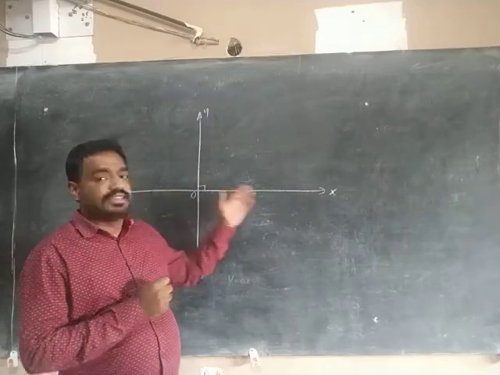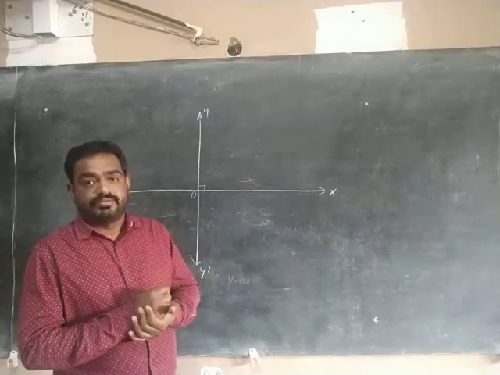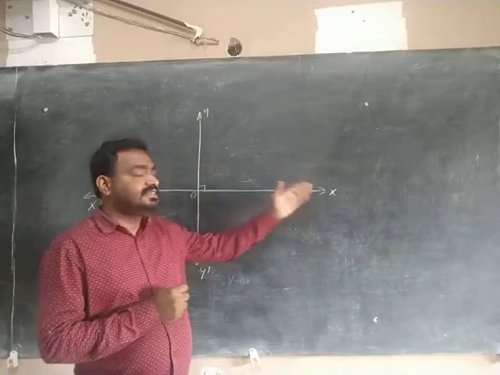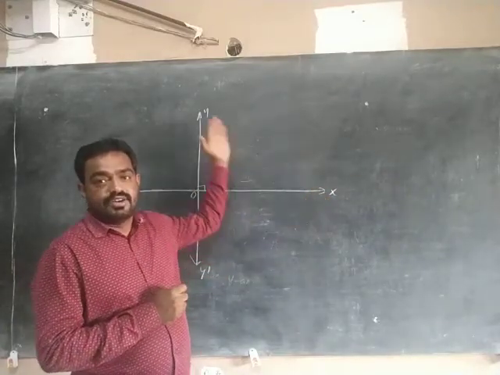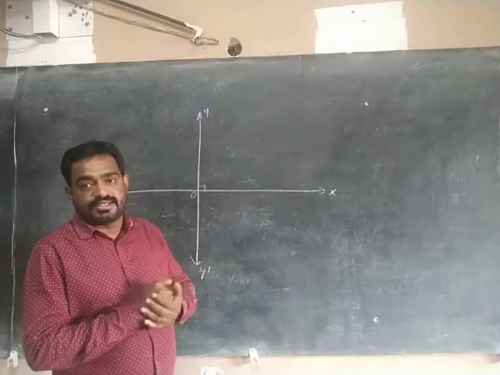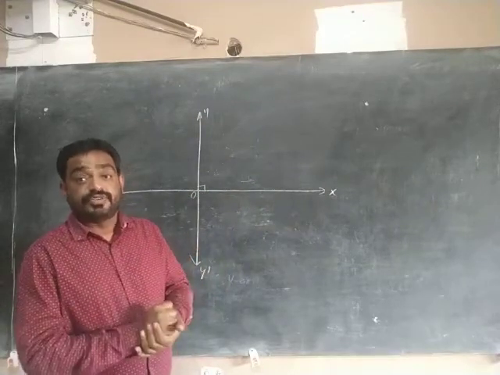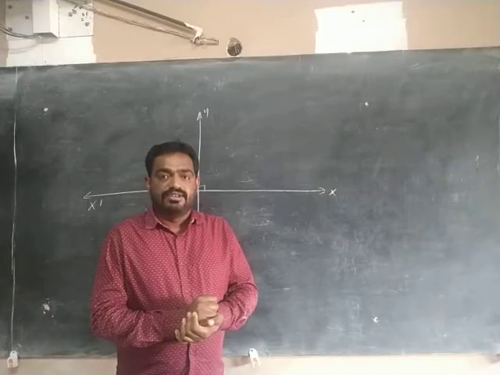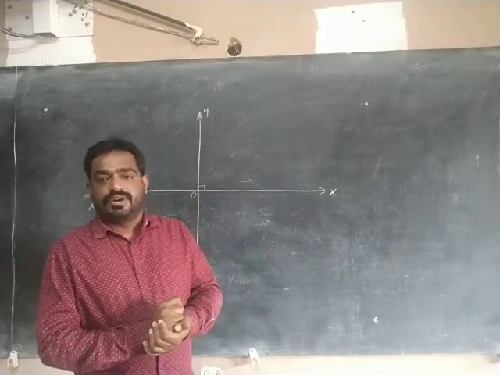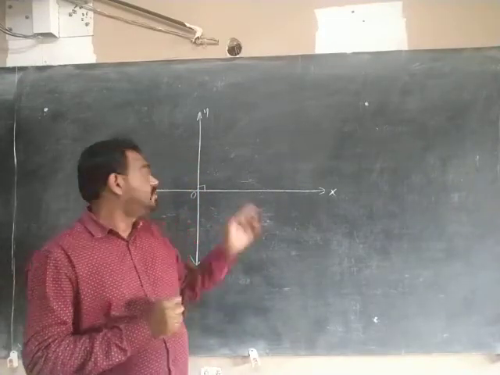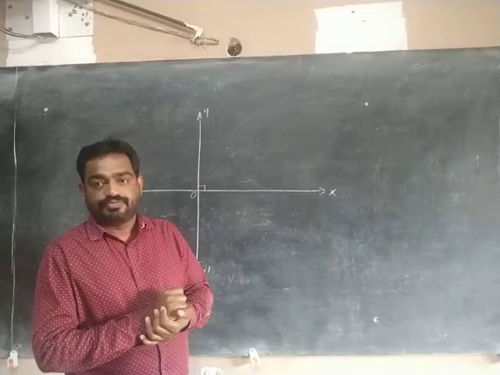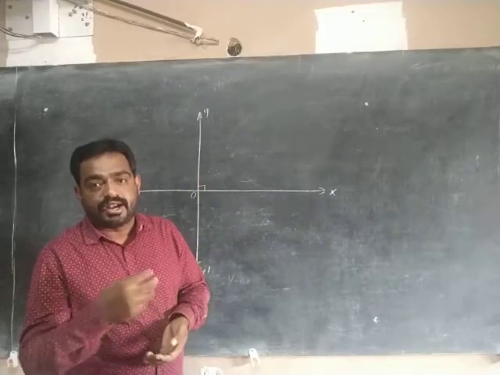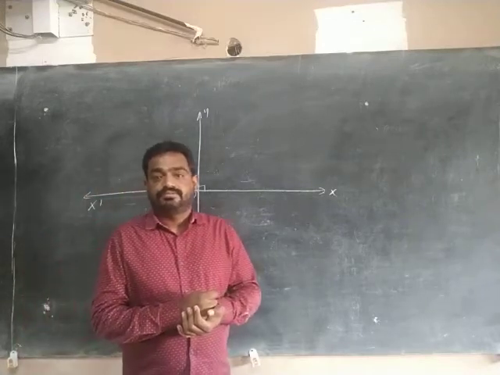Here two lines are there, so we are getting two axes. The horizontal line is called the x-axis, and the vertical line is called the y-axis. Next, the origin. What is the origin? The point of intersection of the coordinate axes is called the origin, denoted by O.